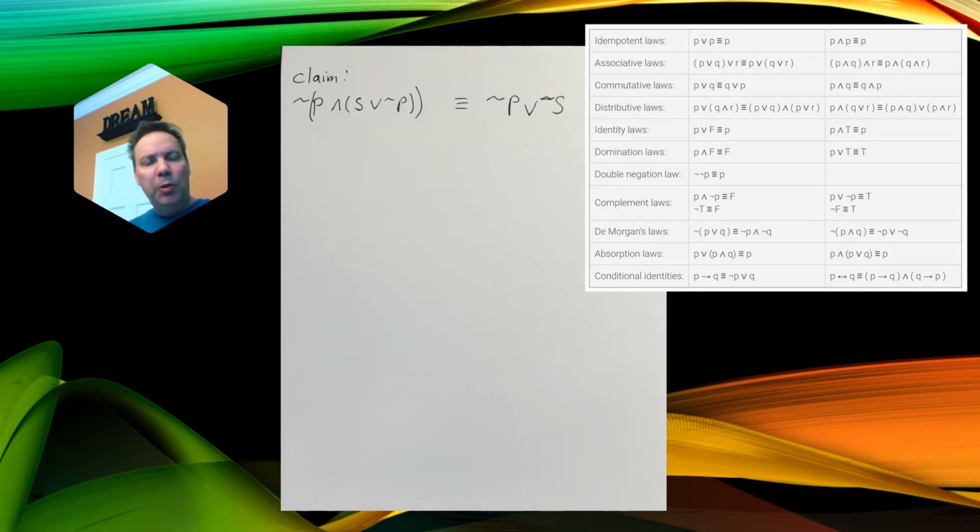In order to do a proof like this correctly, we either start with the left-hand side and logically deduce the right-hand side, or start with the right-hand side and logically deduce the left-hand side. In this particular problem, I'm going to start with the left-hand side. In order to start with the left-hand side, I'm going to write down the left-hand side again. Do not skip these steps.